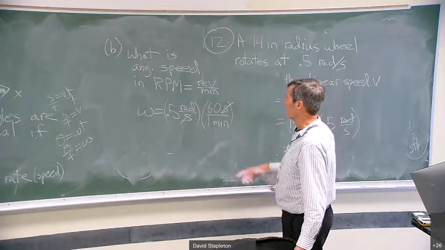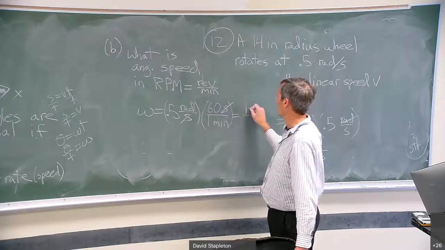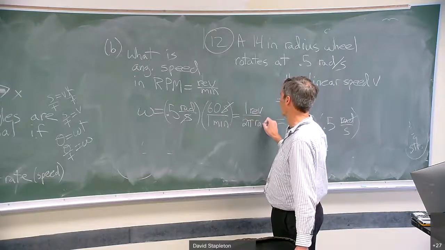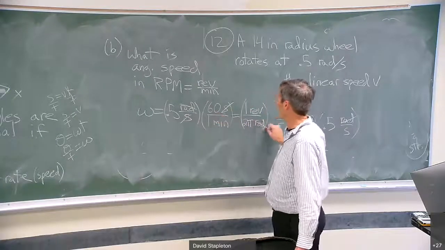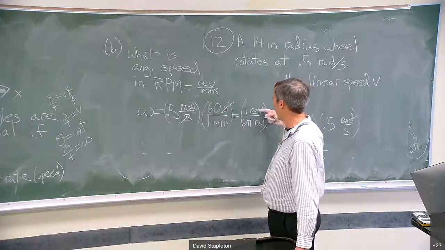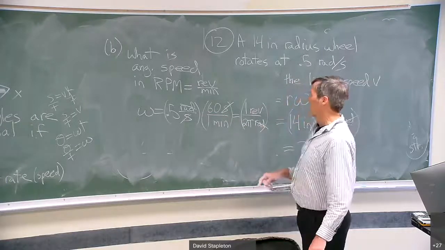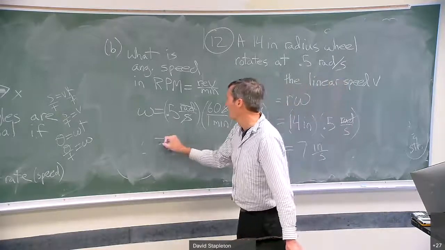to revolutions from radians? Now I see radians on the top. I can say there's 1 revolution for every 2 pi radians. That's why I wrote all those conversion factors at the beginning. Now I can cancel radians with radians, although you can get rid of them at any time. In order to convert it to revolutions, you have to write this in here. So now what's left is revolutions per minute. That's what I want. So I'll multiply this all out.